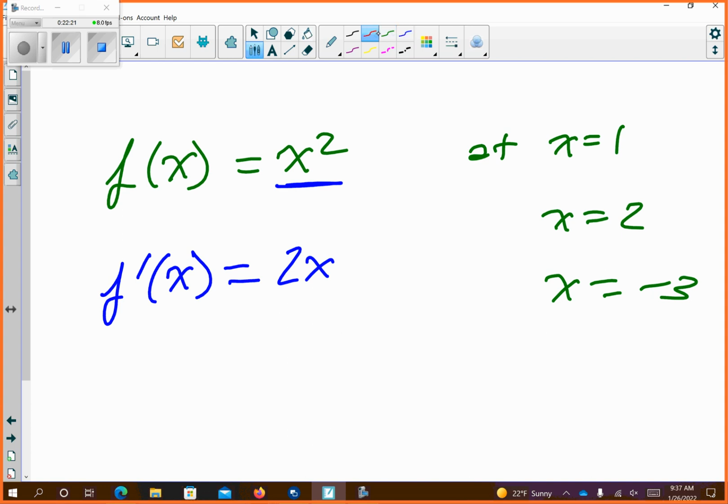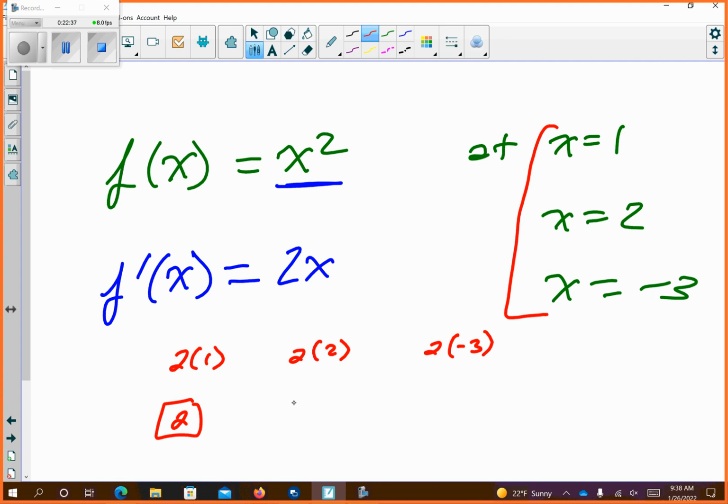Okay, so now, that's the derivative. If I want to know what the slope is at each of these points, I'm going to take 1 and plug it in. I'm going to take 2 and plug it in. And I'm going to take -3 and plug it in. So the slope at 1 is 2. The slope at 2 is 4. Okay, these could be fractions, so 4 over 1 or 2 over 1. And the slope here is -6. Okay, that's all you're doing.